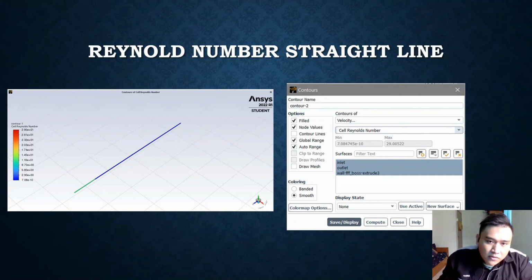Okay, that's all for my part of the simulation for the two configurations, the straight line and closed loop. And we proceed to the other people for their parts. That's it for me. Thank you.